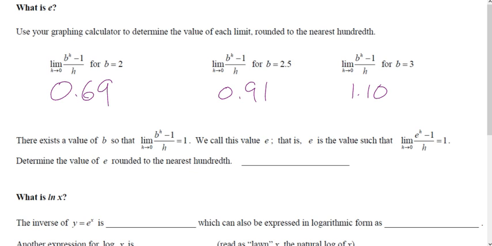Now, there's a value of b that exists so that the limit as h, we were using x, approaches 0 of b to the h minus 1 over h equals 1. We call this value e. That is, e is the value such that the limit of e to the h minus 1 over h is equal to 1. Determining the value of e rounded to the nearest hundredth.